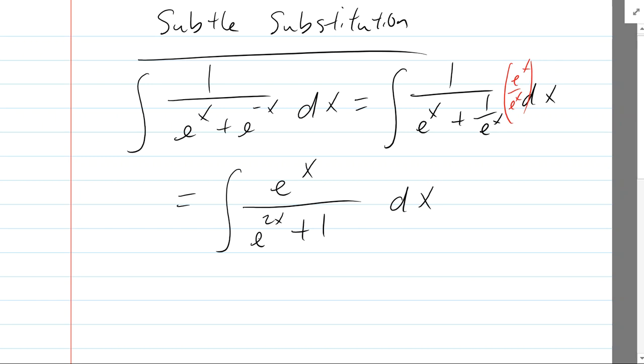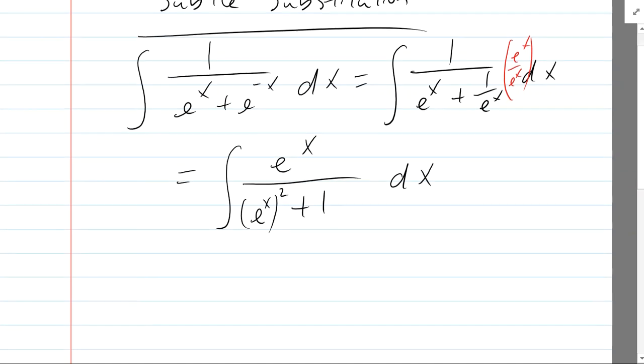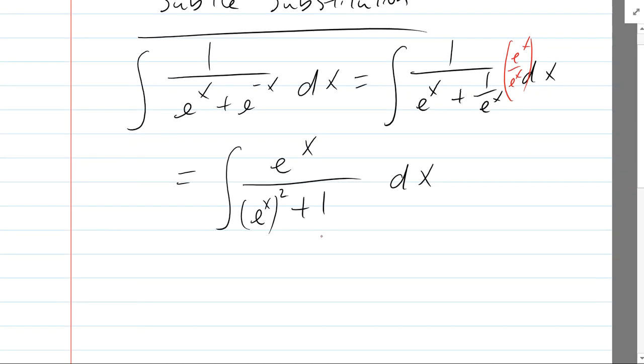Can I rewrite this another way? Watch what else I can do. Can I rewrite that as e to the x squared? If I write it that way, can I do a u sub? And is it inverse trig? It really is. So looking at this, a equals 1, and u equals e to the x. What does du equal? e to the x dx.